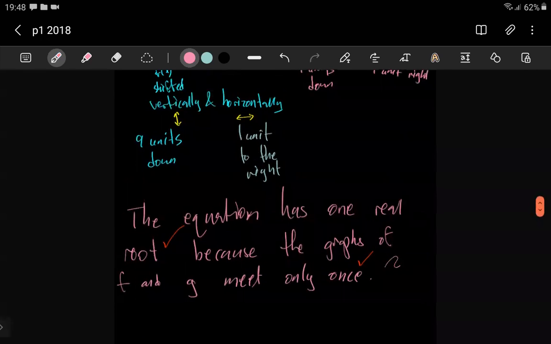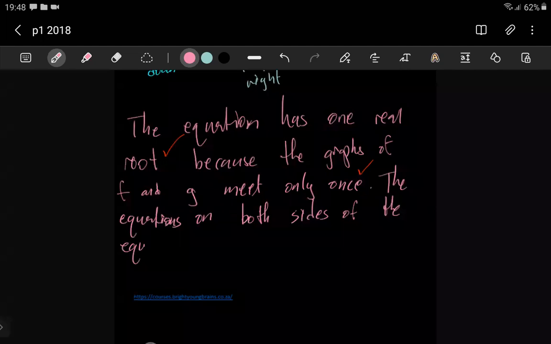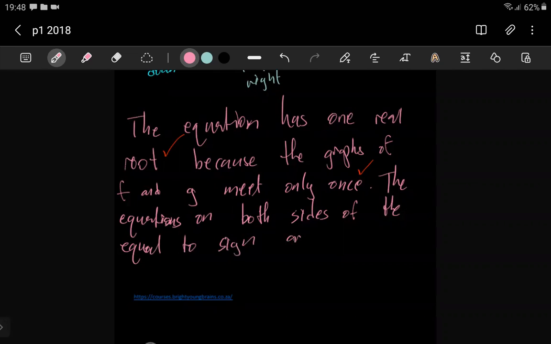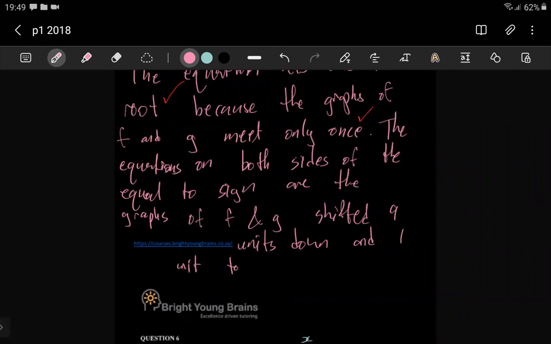And here we're going to say that the equations on both sides of the equal to sign are the graphs of f and g shifted 9 units down and 1 unit to the right. So they will also only meet once.